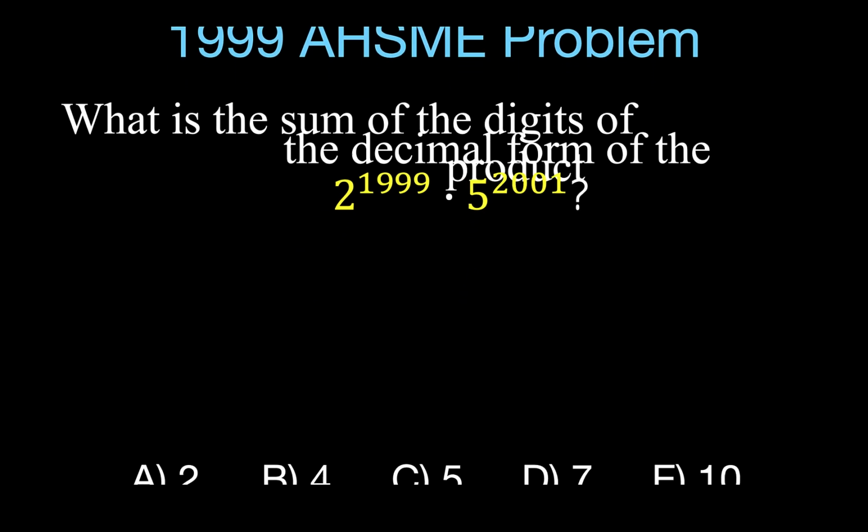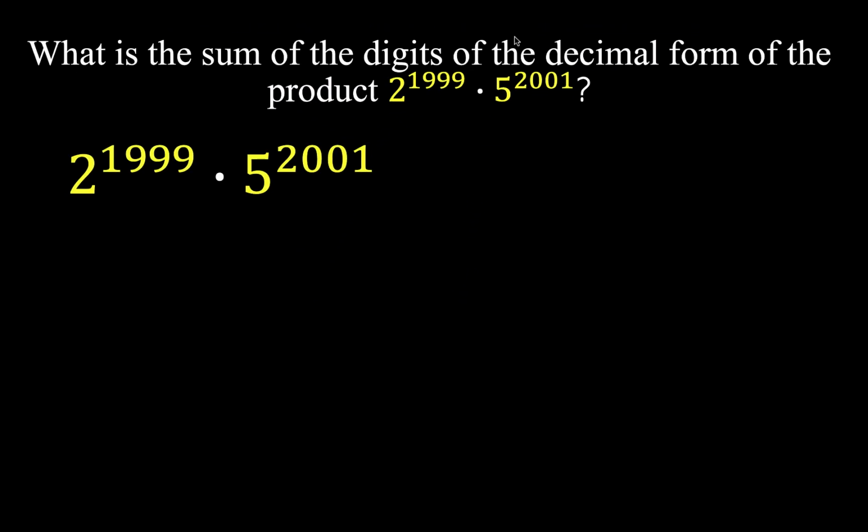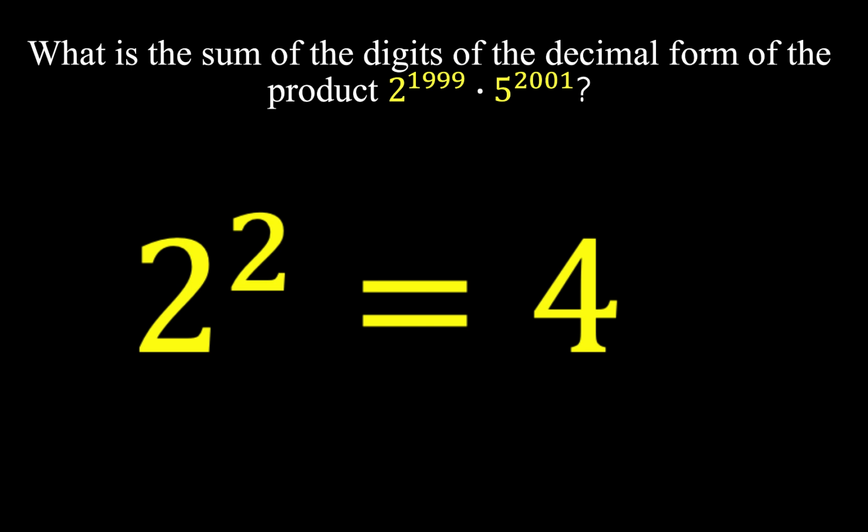Now, let's solve this problem together. What we want to find here is the sum of the digits of the decimal form. What do we mean by decimal form? If we want to get the decimal form of this, we are going to evaluate the exponent. For example, 2 squared is the exponent form. The value of 2 squared is equal to 4, and this 4 is the decimal form of 2 squared.